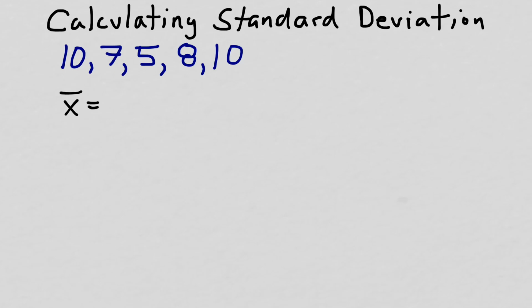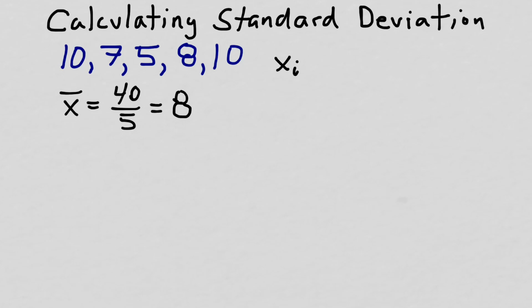And we add this up, we get 40: 10 plus 7 plus 5 plus 8 plus 10. And there are 5 values, so our mean, of course, is 8. And the idea of standard deviation is basically, on average, I want to identify how far away the data is from 8. To do this, it's kind of a process, which is why we generally don't do it by hand. We use technology, but we can, so let's create a table.